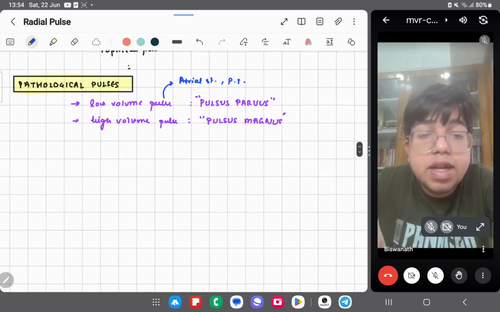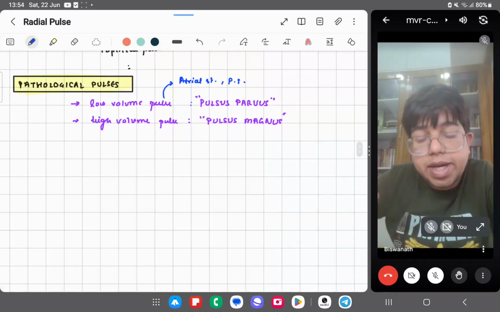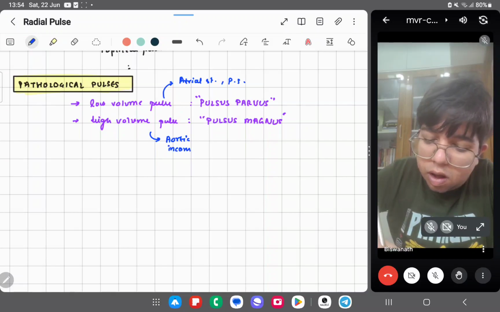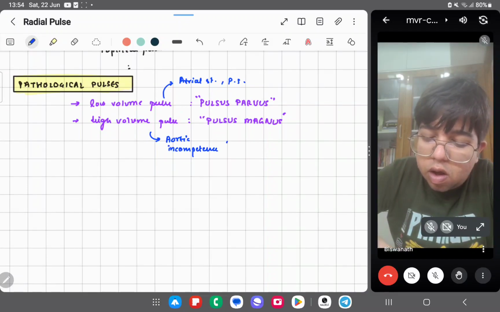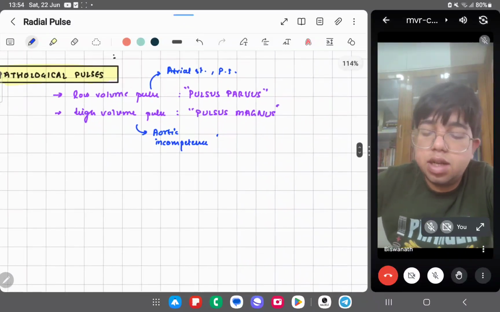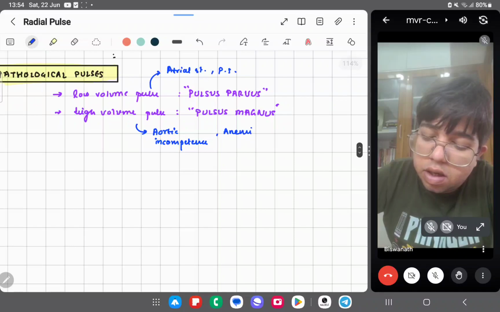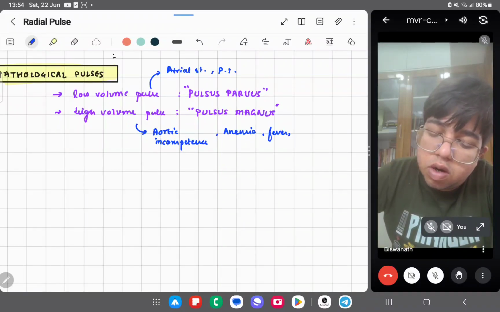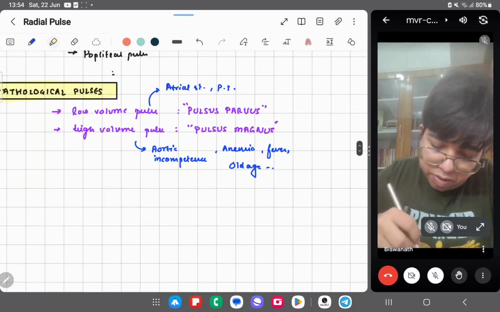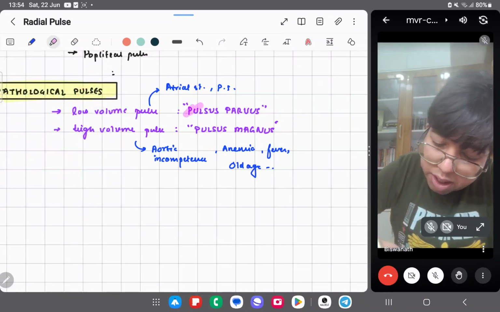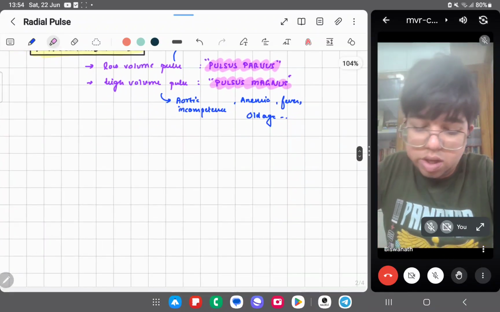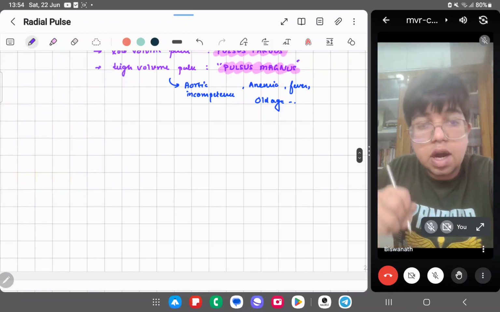High volume pulse, where you'll see in the aortic incompetence, in case of anemia, fever, old age, this type of conditions. Okay, so we knew here two terms importantly: pulsus parvus and pulsus magnus. Okay, these two things. Understood?